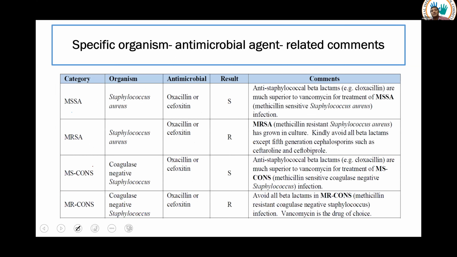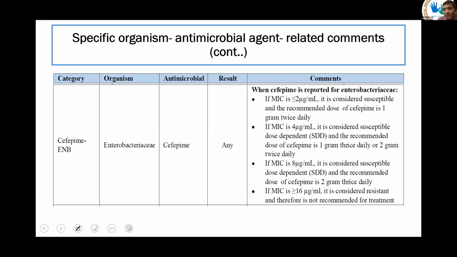Next, coming to organism specific, I mean antibiotic related comments. There are so many types of antibiotic related comments. I will not go into the depth because we have discussed everything throughout yesterday and today. If it is MRSA, then we write the comment to avoid all beta lactams. If it is MSSA, then we write that cloxacillin is superior. Then for cefepime and Enterobacteriaceae, as Ketan told, whatever MIC value we get, we write the respective dose. If it is an SDD breakpoint, then also we mention the respective dose for cefepime and Enterobacteriaceae.